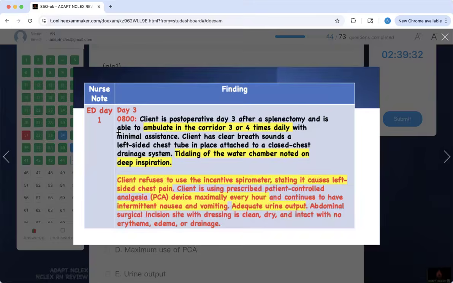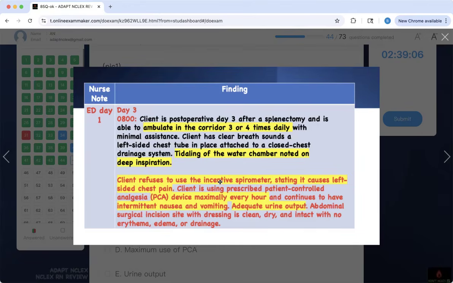Next generation. What is the problem? Just read it. 8 o'clock. Post-op day 3. He has a splenectomy, and he's able to ambulate to the corridor 3 to 4 times daily with minimal assistance. Is that good? Yeah. Client has clear breath sounds and a left-sided chest tube in place. They put a chest tube in it. There is tidaling in the water chamber noted on deep inspiration.